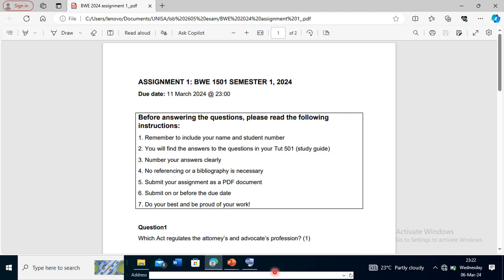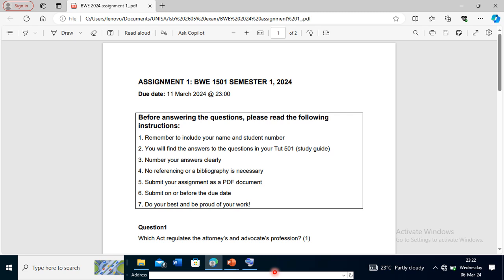Number 4, no referencing or bibliography is necessary. Which means there's no need for you to reference or write a bibliography under this module, but some other assignments might require one. Number 5, submit your assignment as a PDF document. Guys, please make sure that you submit your assignment in PDF form. Don't submit docs and so on.